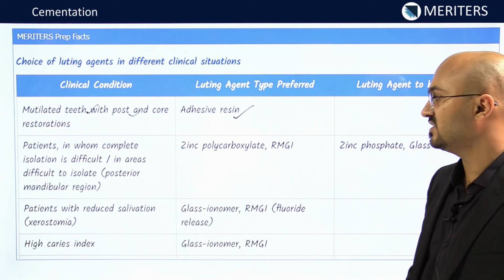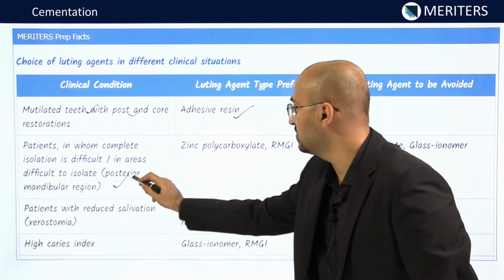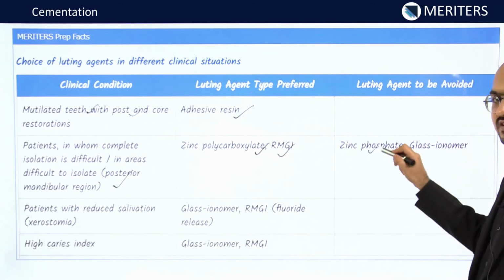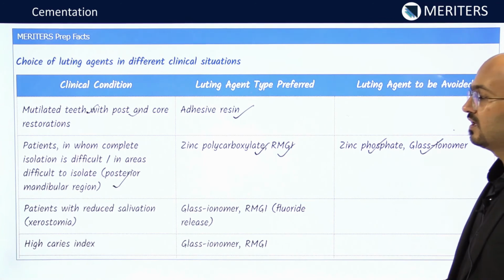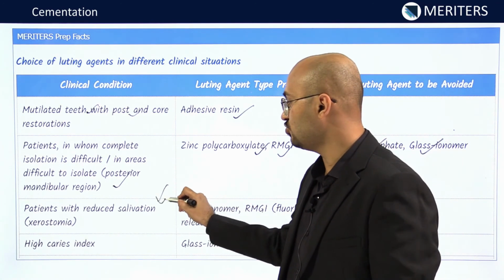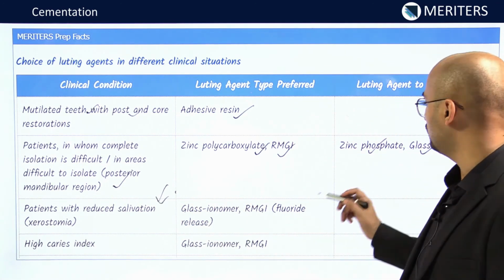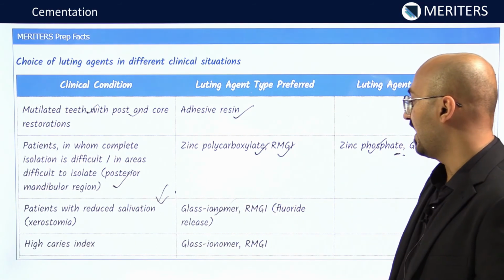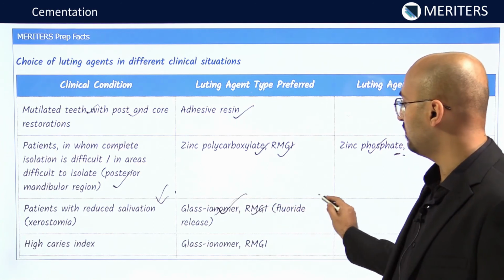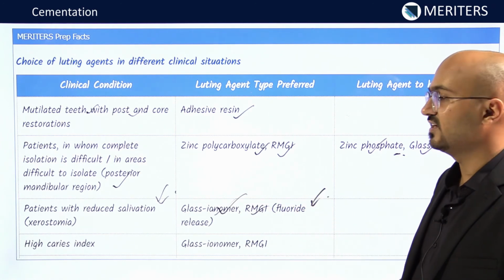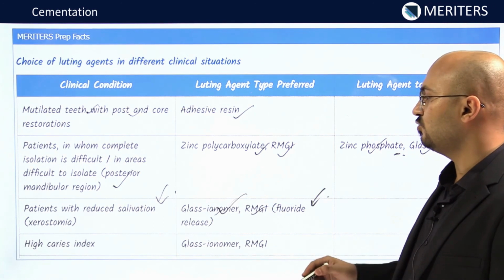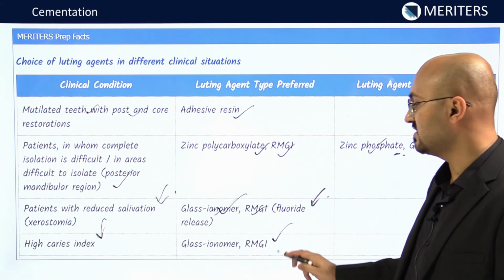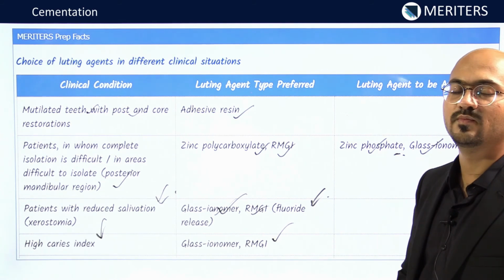So if isolation is difficult, like in posterior mandibular region, you will go for zinc polycarboxylate or RMGIC cement, and you will avoid zinc phosphate and glass ionomer cement. Patients with xerostomia, that is reduced salivation, you can use the ones which are contraindicated here. So you can use glass ionomer and resin modified glass ionomer because they have a fluoride releasing action. So that is going to help you in the tooth mineralization. In patients with high caries index, you will use glass ionomer and resin modified glass ionomer cements.